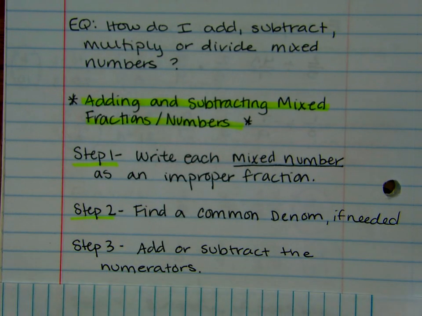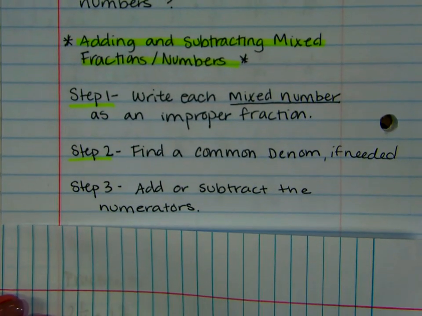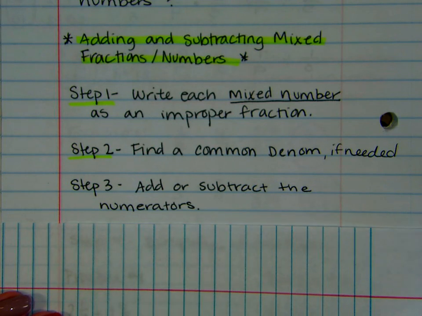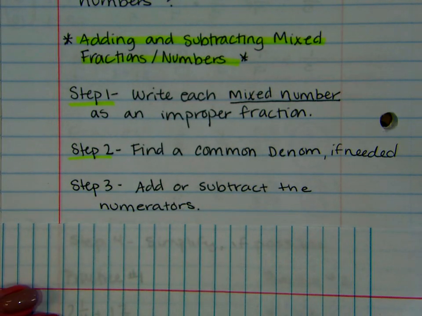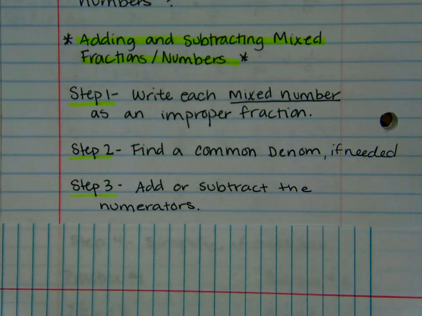Step 3. We're going to go ahead and add or subtract the numerators then. Remember, anything you change on the bottom, you also have to change up top. So as you're going through this, make sure that when you are adding or subtracting your numerators, if you needed to change the denominator, you needed to change your numerator as well, so make sure that that applies. And again, that was our step 3. So we're going to add or subtract the numerators.